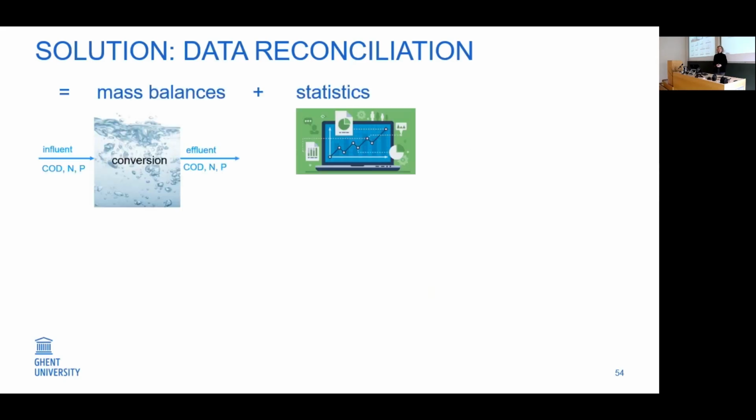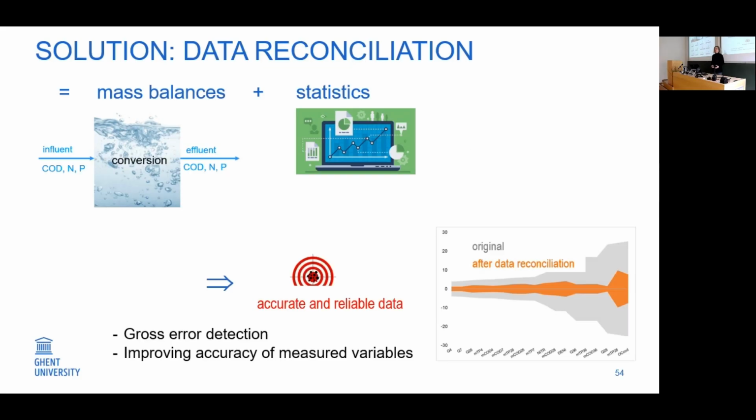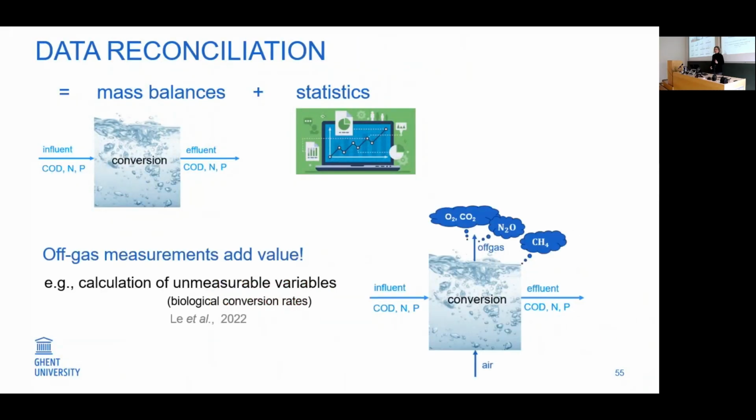And we therefore apply a tool called data reconciliation. It's actually a combination of mass balances and statistics. And it can lead to accurate and reliable data. It allows us to detect gross errors in data sets. It will also allow us to improve the accuracy of measured variables. And it's interesting to know that if we have off-gas measurements, we can add even more value to that. It allows us to calculate even more variables that you cannot measure.